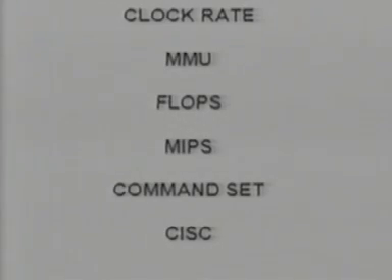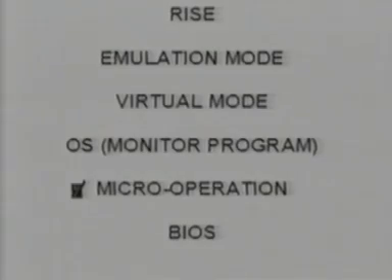The command set is the measure of the complex executable commands available to that machine. When that happens, we have a complex instruction set computing microprocessor, which uses CISC. Sometimes it's reduced, and we call it RISC, not RISE. The emulation mode refers to the virtual mode in which a microprocessor can emulate the operation of another microprocessor.